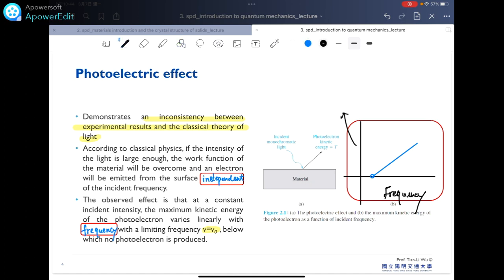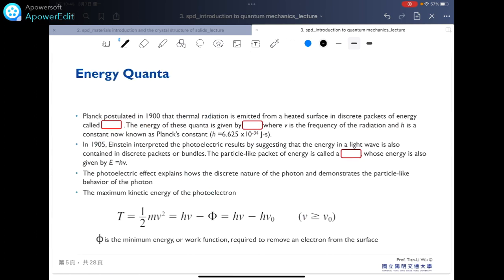So this is the maximum kinetic energy. Okay, so that's some of the basics. And then we also need a little bit of understanding of the concept of the energy quantum. Planck made an assumption in 1900 about the thermal radiation emitted from a heated surface in discrete packets of energy. That's why we call this a quantum.